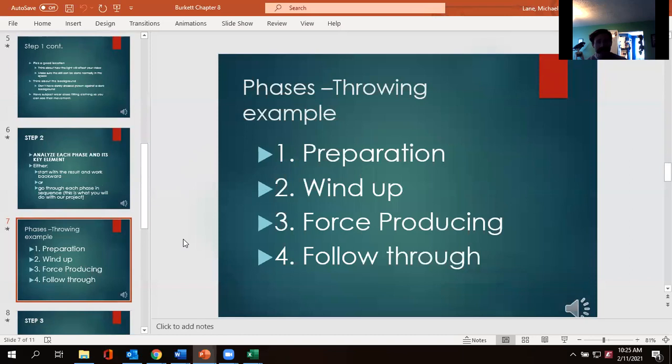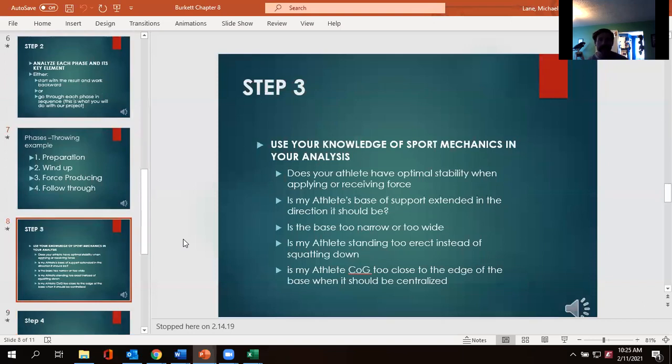So remember the thing about throwing. Prep is getting set, windup is pulling back, force producing is going forward, and then follow through is from the release on through. So as we go through each of those stages, we want to think about whether the athlete is effectively approaching the movement with the appropriate amount of stability when they're applying or receiving the force. Now, obviously, some sports, like throwing a discus or a shot put, have a rotational component.